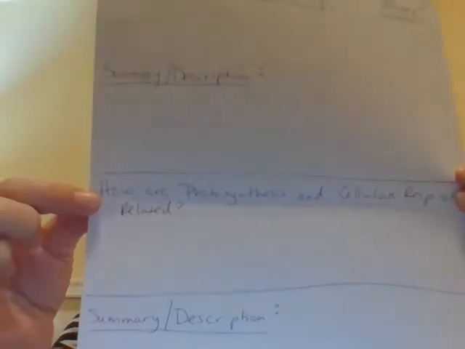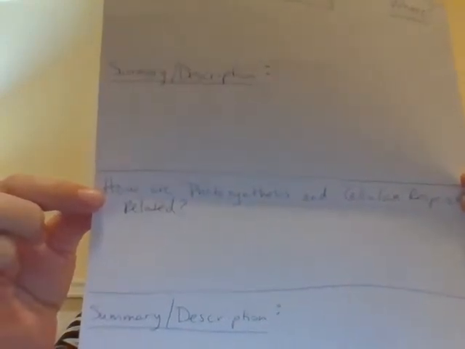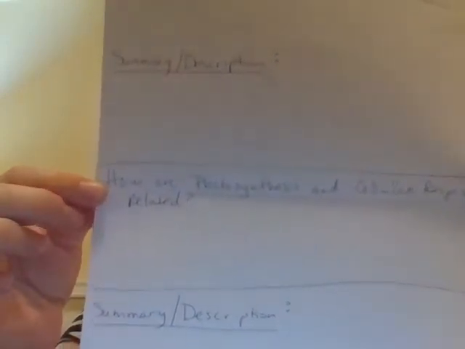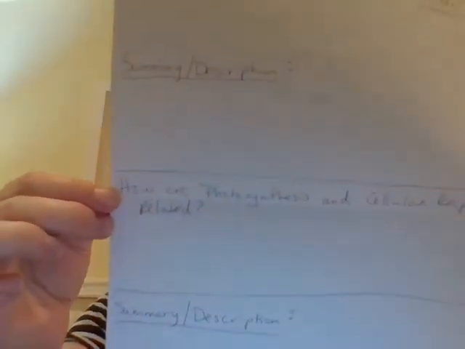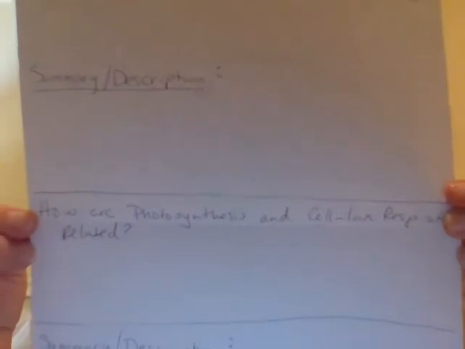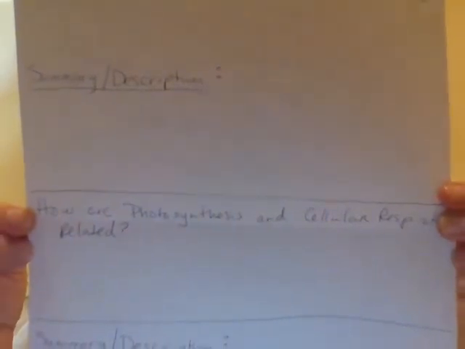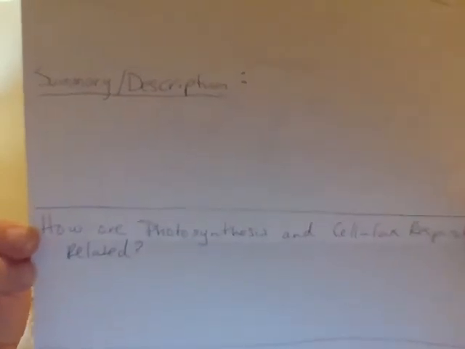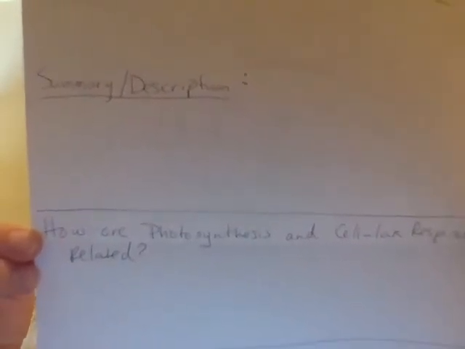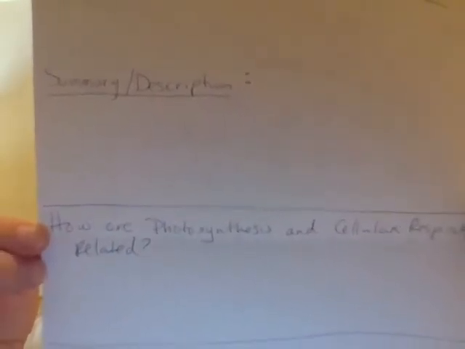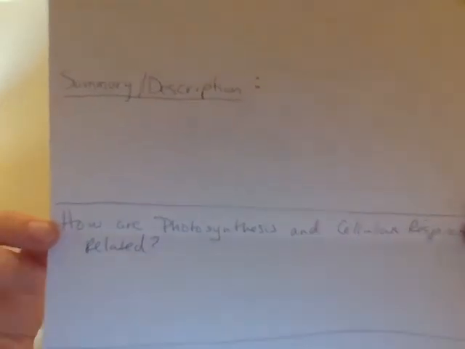Now the very, very last part is the essential question. Right here in the middle, I have the question, how are photosynthesis and cellular respiration related? So I want you to think about that, and in your own words, tell me how you believe that they are related. Again, that's the essential question. So think back about what we covered in this. When you're all done with this, you're going to submit this as one of your assignments for this week. Please make sure you take pictures of both the front and the back.